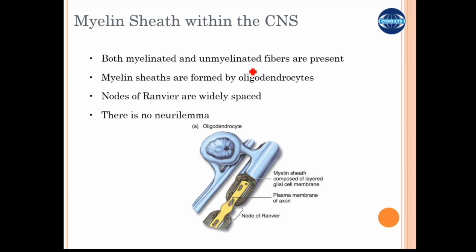Both myelinated and unmyelinated fibers can be present, and mostly in the brain there are some unmyelinated fibers. I'm sorry. So these unmyelinated fibers basically transmit, and myelination increases the speed of the transmission.